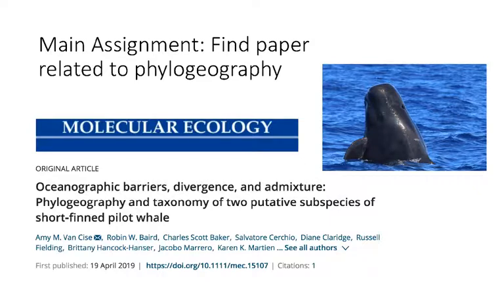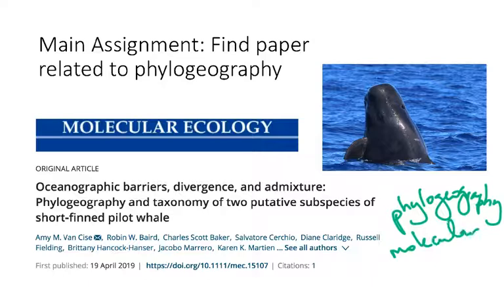And again, the main assignment for this module, in addition to the short mini quizzes we have after each video, is finding a paper related to phylogeography. This is one example. I used the search terms phylogeography and molecular ecology. I highly recommend the journal Molecular Ecology, or Molecular Ecology Resources. Those are two really good journal sources for papers, not surprisingly, related to the topic of our class, molecular ecology.